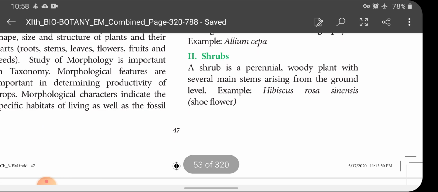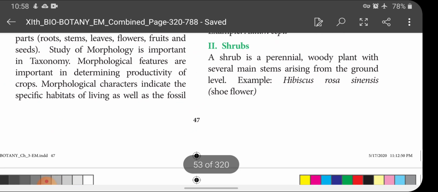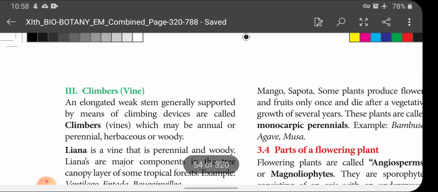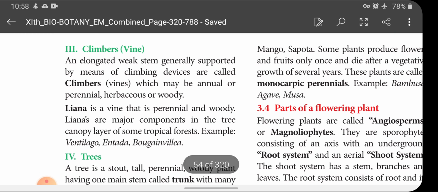A shrub is a perennial woody plant with several main stems arising from the ground level. Example, Hibiscus rosa-sinensis, that is shoe flower. And climbers: an elongated weak stem generally supported by means of climbing devices are called climbers, which may be annual or perennial, or herbaceous or woody.